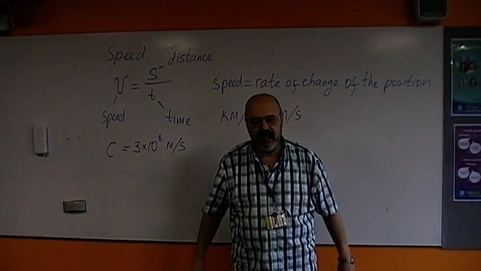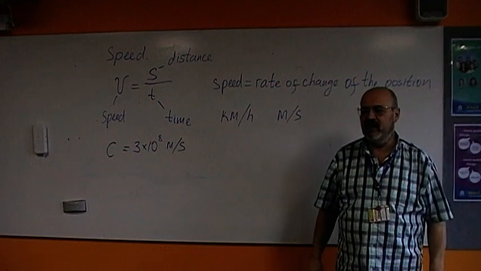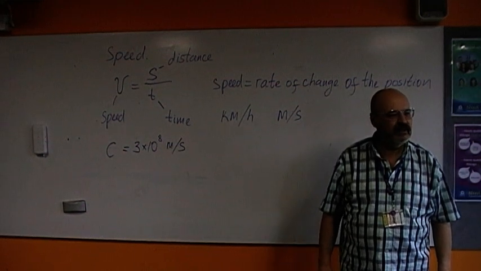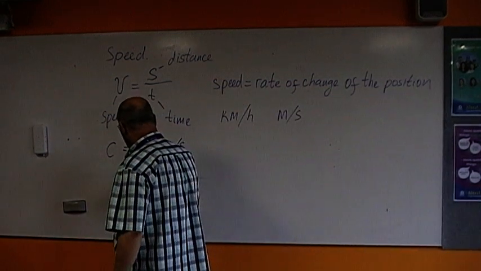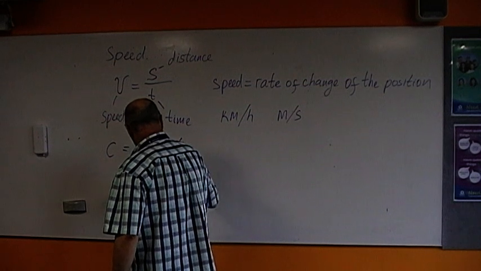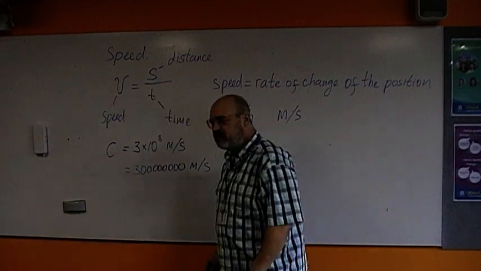10 to the power of 8, how can we write it as a basic numeral, not in the 10 English? 10 times 10 times 10 times. So how many zeros will there be? 8 zeros. So that will be 3, and then 8 zeros. So 300 million meters per second.